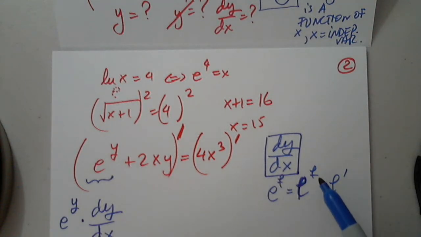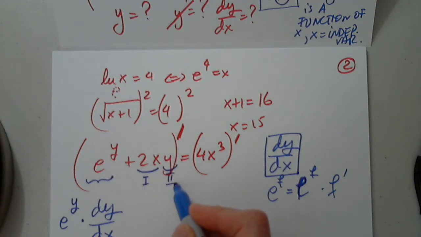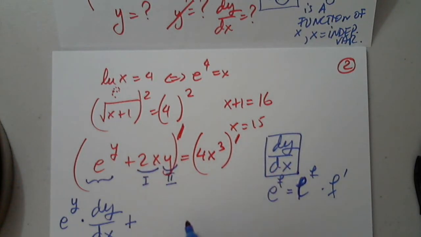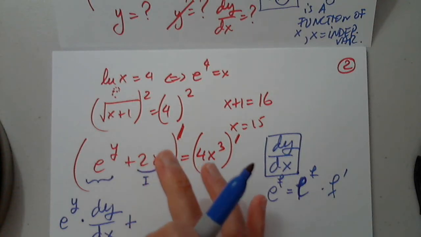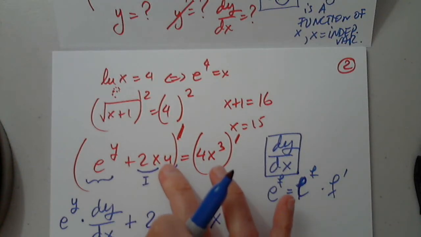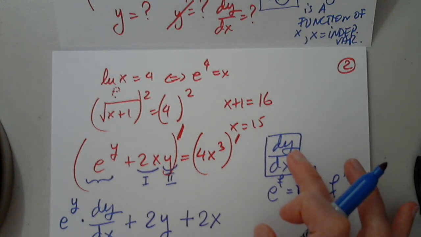E to a function is e to the function times the function prime. I will not write this. I have to write this. Here I have a product. This is function 1, and this is function 2. Plus, whenever I apply the product rule, I have to get two terms. The first function prime is 1, so then I get 2y. Then I have 2x times the second function prime. I have to use dy over dx.